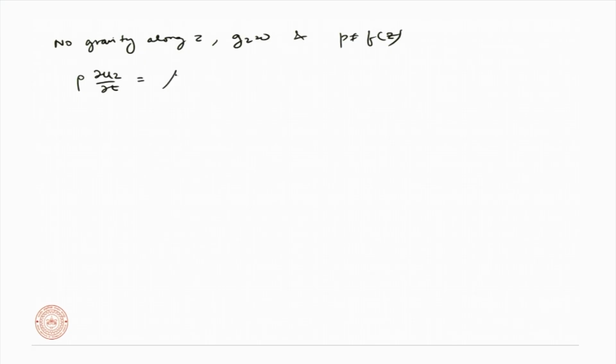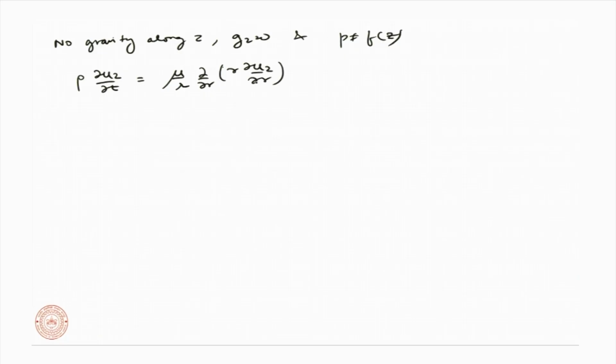So, no gravity along z, so g z is 0 and del p along z is equal to 0, or rather we can say that p is not a function of z. So, our equation simplifies down to rho del u z by del t equals mu over r del by del r of r del u z by del r.